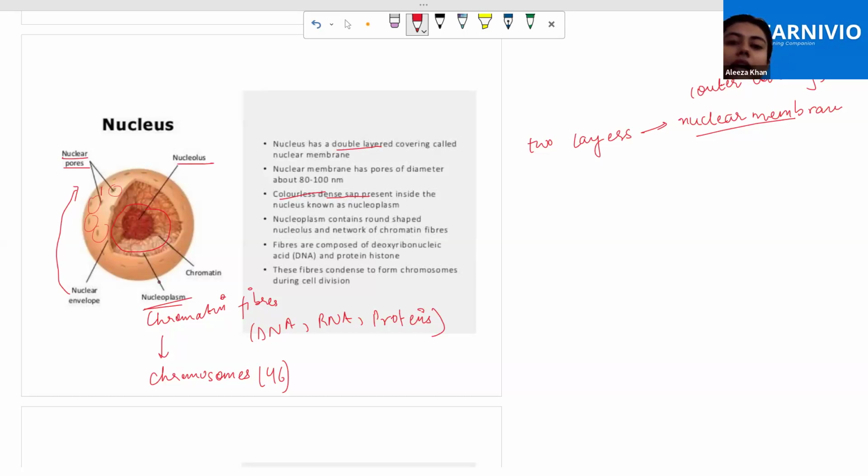Okay, so these all are the parts of the nucleus. We have the chromatin fibers within the nucleoplasm structure. These chromatin fibers contain the DNA, RNA, and the proteins. And these fibers further develop into the chromosomes during the cell division. So in total, how many chromosomes do we have? 46 in our body. Please write these points. Okay, ma'am.